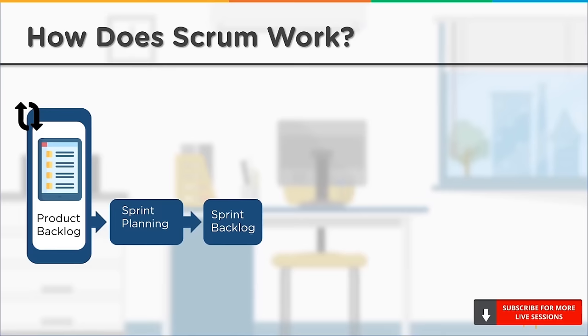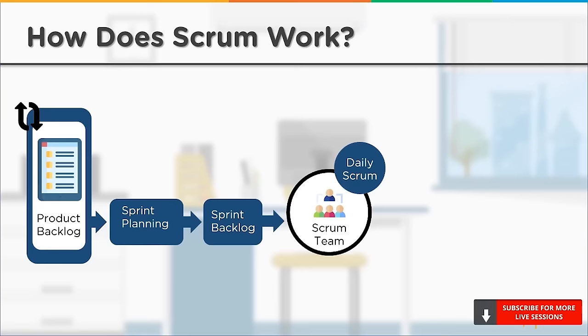Next up, we have the Scrum team. The Scrum team is a collection of 5 to 9 people who are working on the tasks mentioned in the sprint backlog. Then, we have the daily Scrum. This is a 15-minute long session during which team members can synchronize their activities and determine what they did the previous day, what they plan to do on that day, and what roadblocks they were facing.